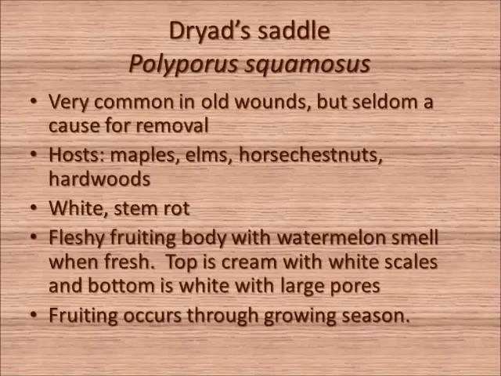Dryad saddle is very common in old wounds, but it's not often an indicator of a high hazard tree. I see it mostly on maples, but elms and horse chestnuts and other hardwoods are also susceptible. It causes white stem rot, and when it's fresh, it smells like watermelon. So that's something to look for. It's supposed to be not edible, although I've heard conflicting reports about that.